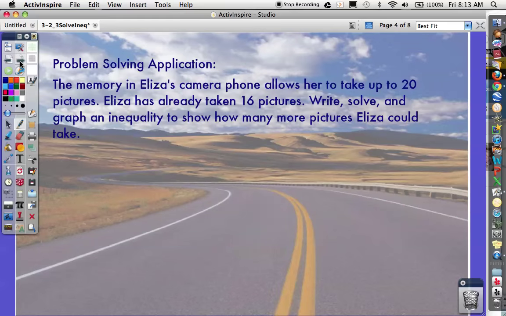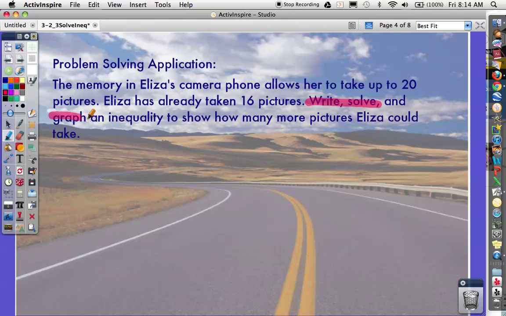Next example. You have a word problem. We can use inequalities to solve these. And we've actually already done this a little bit. If you remember the write about in chapter 2, it dealt with a price being below a certain point. The memory in Eliza's camera phone allows her to take up to 20 pictures. Eliza has already taken 16 pictures. Now make sure you read all the directions here. I want you to write, solve, and graph an inequality to show how many more pictures Eliza could take.